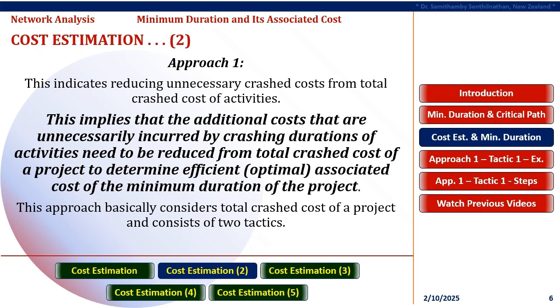Approach 1 indicates reducing unnecessary crashed costs from total crashed cost of activities. This implies that the additional costs that are incurred unnecessarily by crashing durations of activities need to be reduced from total crashed cost of a project to determine efficient, optimal, associated cost of the minimum duration of the project. This approach basically considers total crashed cost of a project and consists of two tactics.